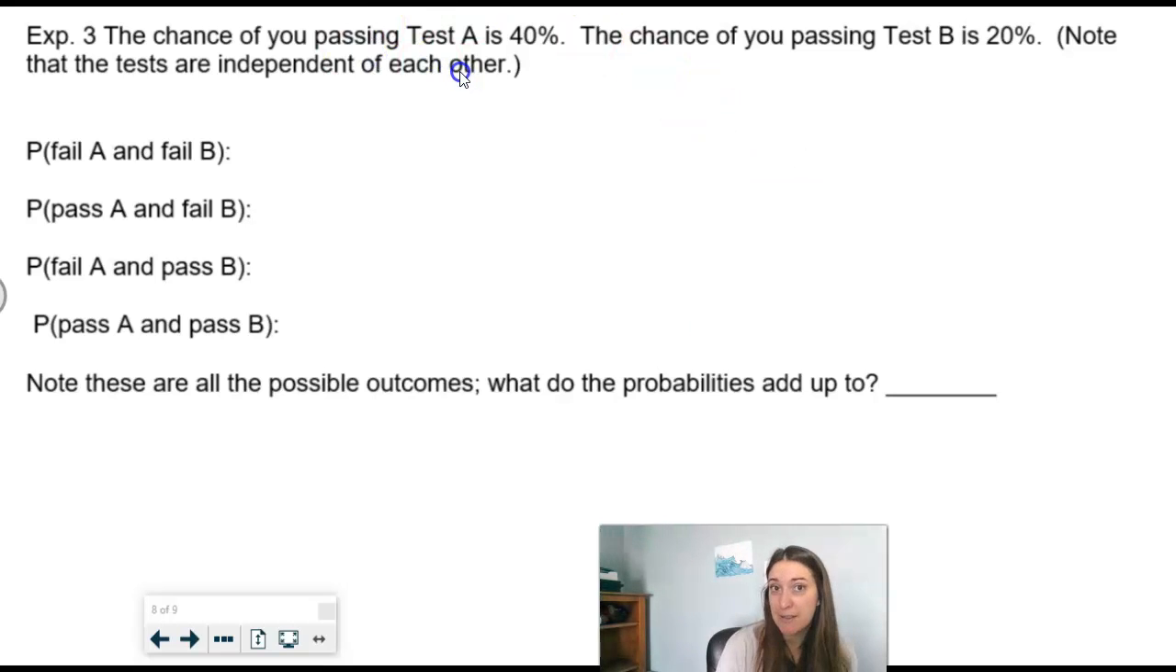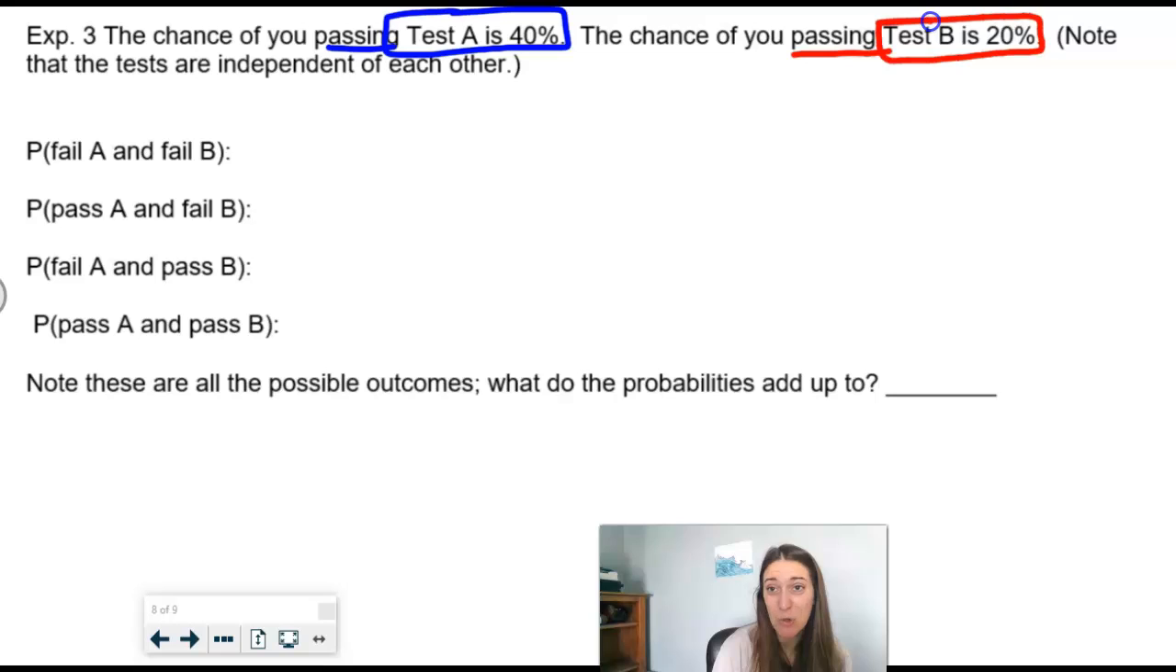All right, this one is always a little depressing. We have 2 tests. We have test A and test B. So here's test A. The chance of you passing it is 40%. Okay. So then there's test B. Even worse. The chance of you passing test B is 20%. These are independent of each other.